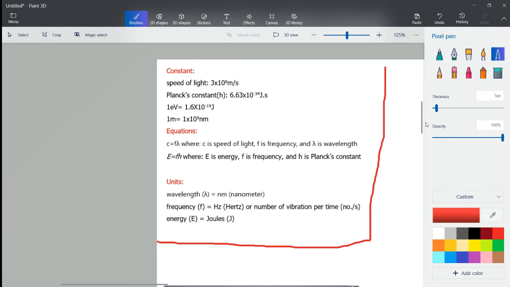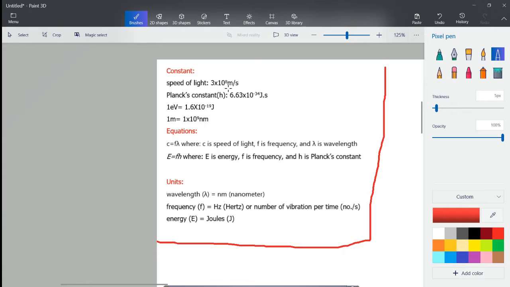So the constant speed of light is 3 times 10 to the 10 centimeters per second. Then Planck's constant is 6.63 times 10 to the negative 34 joule seconds. In 1 electron volt there is 1.6 times 10 to the negative 19 joules. In 1 meter it is 1 times 10 to the power of 9 nanometers.